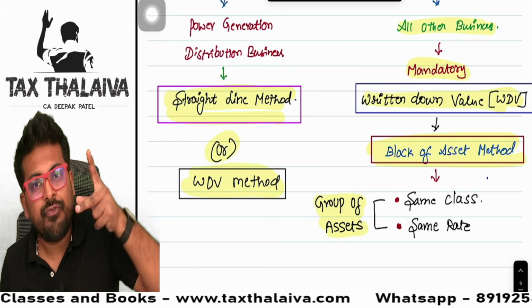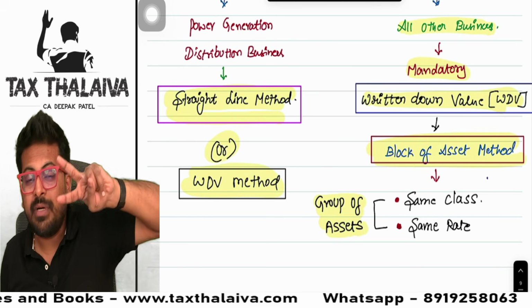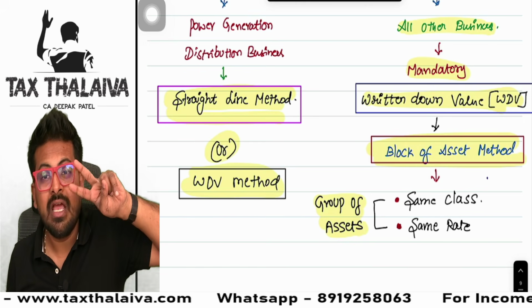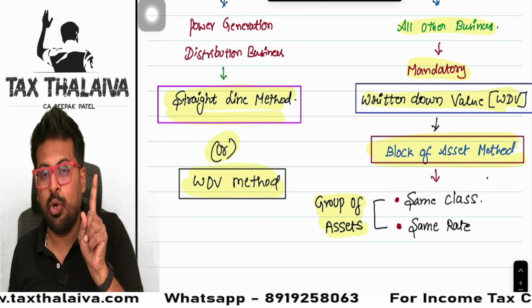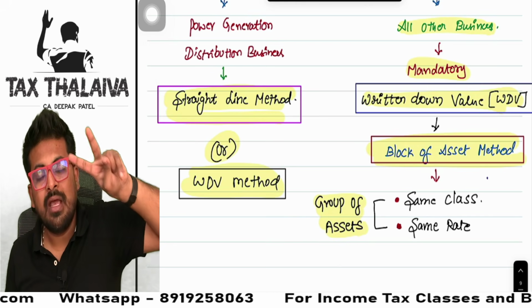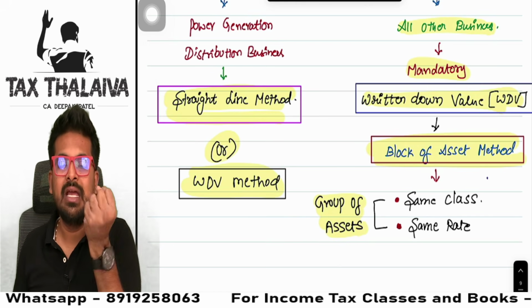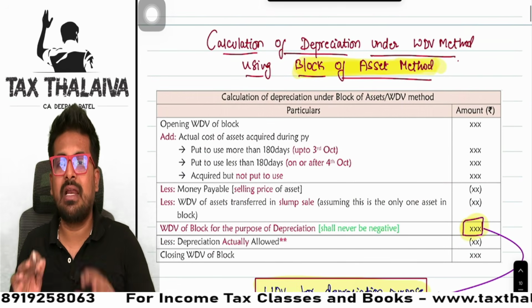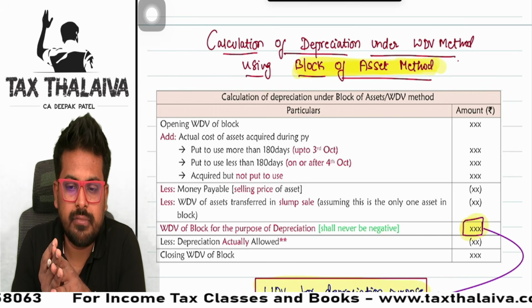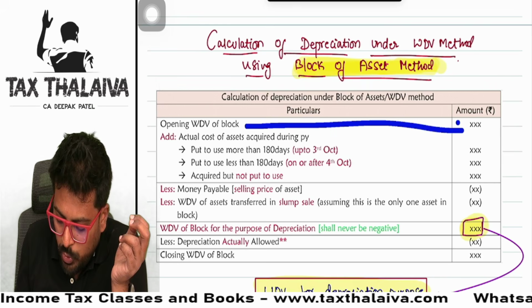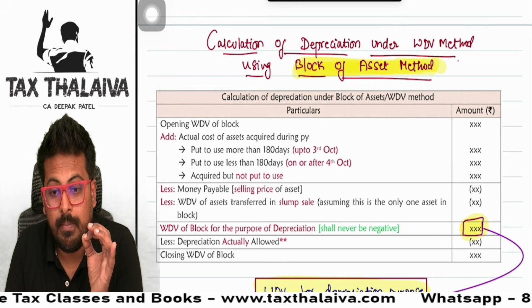In building, there may be 5% depreciation building, there may be 10% depreciation building. But you cannot create a block using 5% building and 10% building. No. You will create a block using same 5% building 1, 5% building 2. Like that, you can create a block. Once you create a block, how will you calculate the depreciation is the question. First, always take the opening WDV of the block.